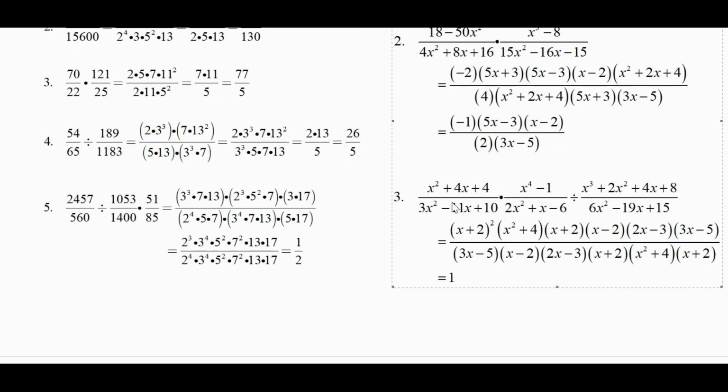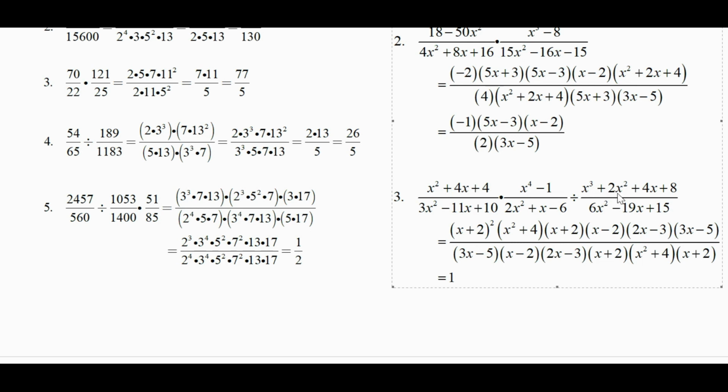So here again, x squared plus 4x plus 4 is x plus 2 squared. 3x squared minus 11x plus 10 is 3x plus 5 times x minus 2. The x to the fourth minus 1 is x squared squared minus 1 squared, so that's x squared plus 4 times x squared minus 4. X squared minus 4 factors further as x plus 2 and x minus 2. 2x squared plus x minus 6 is 2x minus 3 times x plus 2. This one is 6x squared minus 19x plus 15 goes to the top and turns out to be factored as 2x minus 3 times 3x minus 5.